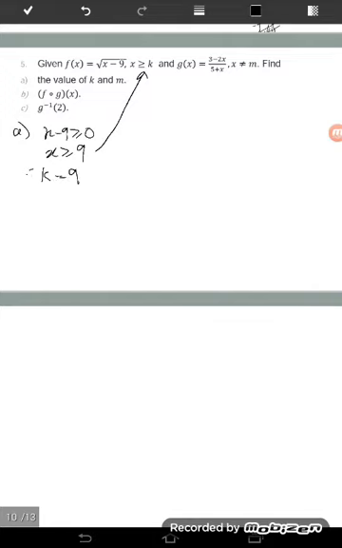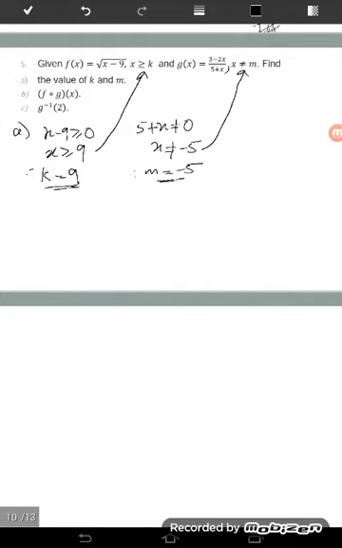And for g(x), the condition is that the denominator cannot equal 0. So we take here 5 plus x cannot equal to 0. So x cannot equal to negative 5. Same? Same. So x cannot equal, therefore m is equal to negative 5. Okay.